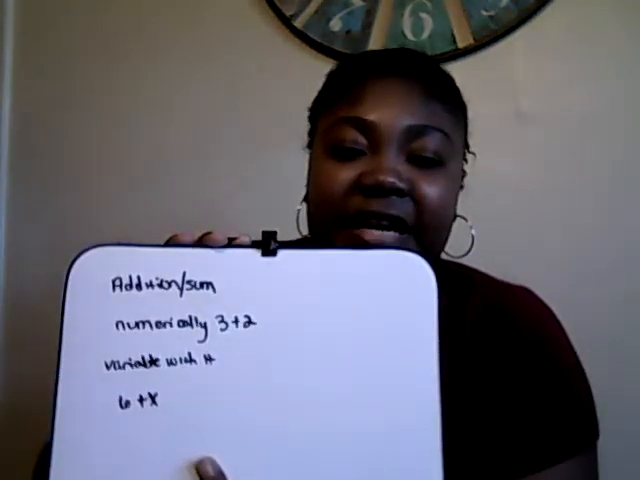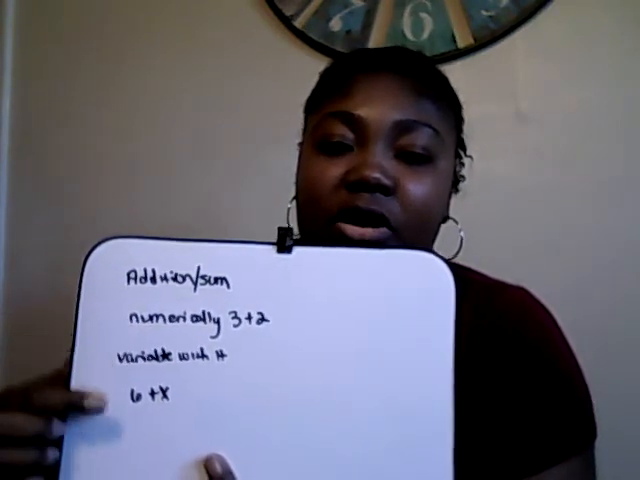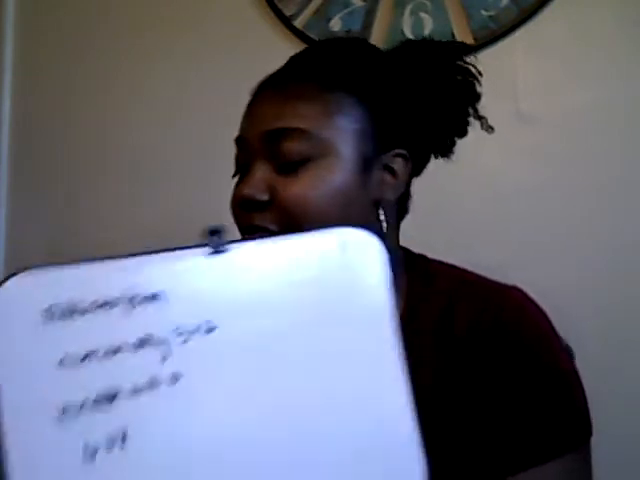Numerically, three plus two. This is the way it would be written out numerically. But an example with a variable would be 6 plus x, and all of that is the same thing. It's still addition, the sum. Whether it's numerically with a number or with a variable, it's still addition. Okay, that's the example for that.